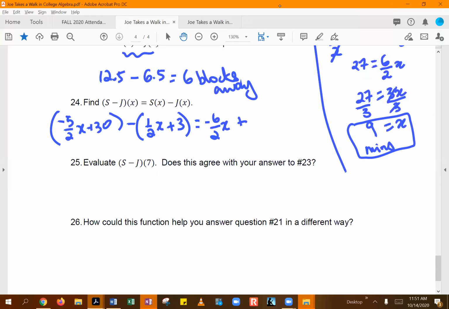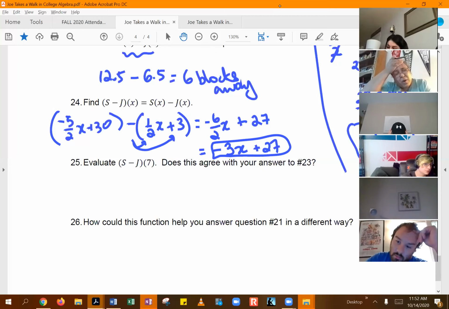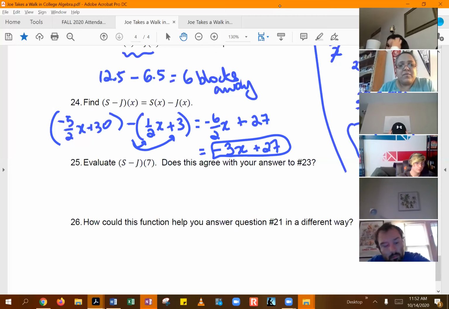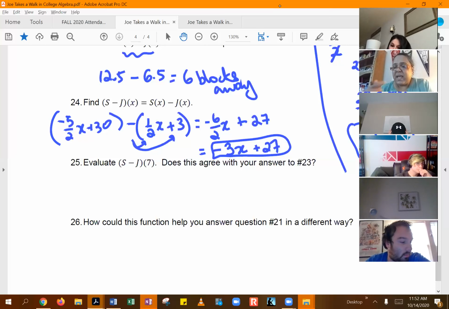And then we would be doing +30 minus 3. And we know they're 27 blocks apart. So you would have an equation of -3x plus 27 if you were to do a subtraction, because remember, you always distribute that negative sign inside your parentheses. So you are subtracting 1/2 from -5/2, you're subtracting 3 from 30. And like I said, she's at the 30th street, he's starting at the 3rd street. So that is a difference of 27 blocks.